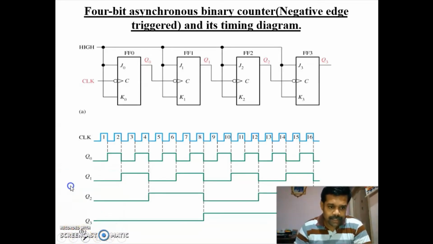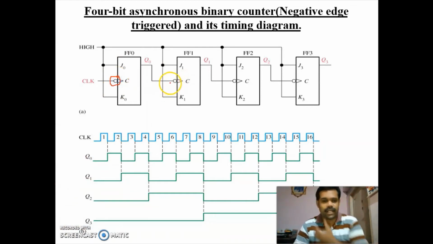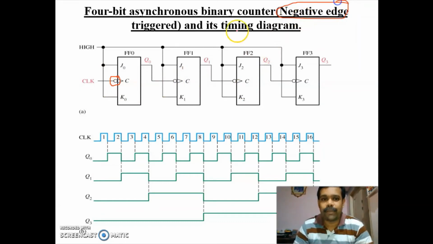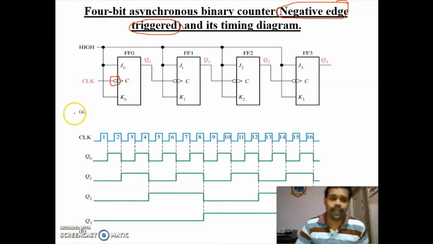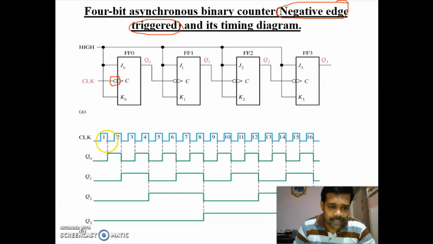We are going to see negative edge triggered flip flop. So negative edge triggering means here putting a bubble. So if it is positive edge triggered, there will be no bubble. So it indicates that this is a negative edge triggered flip flop. So negative edge triggered flip flop will change its states during the negative edge or trailing edge of the clock. So now these are the negative edges.